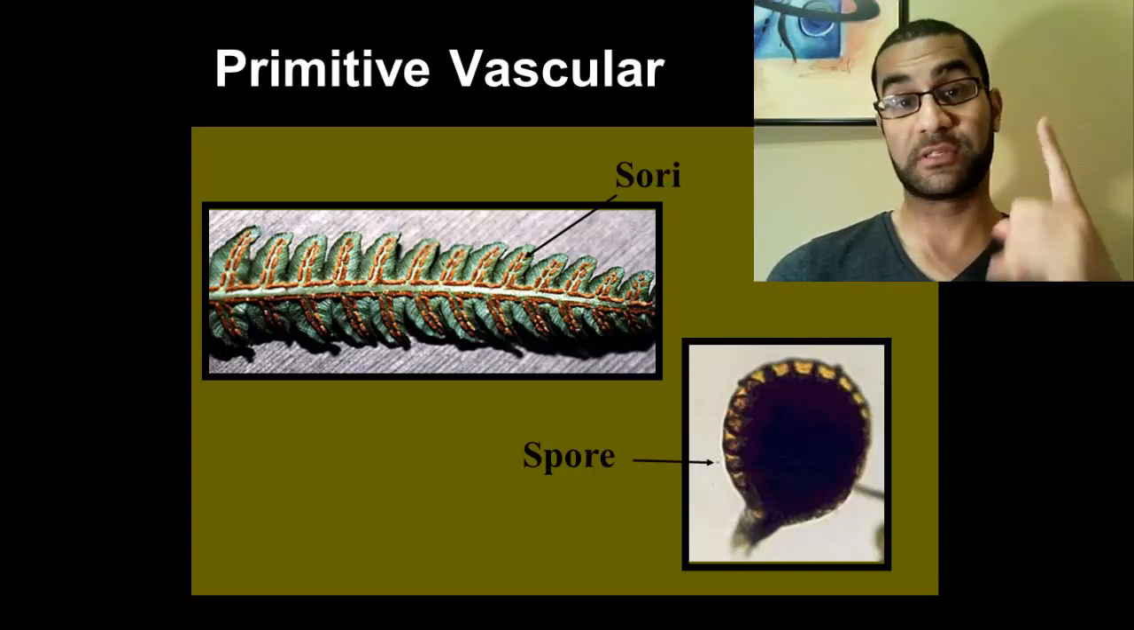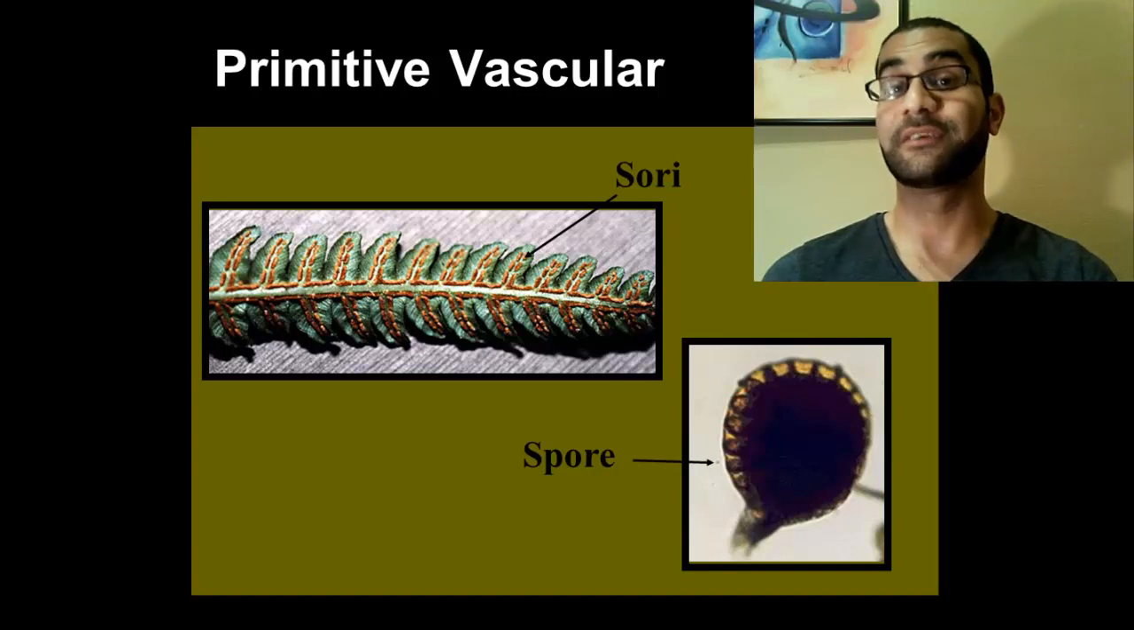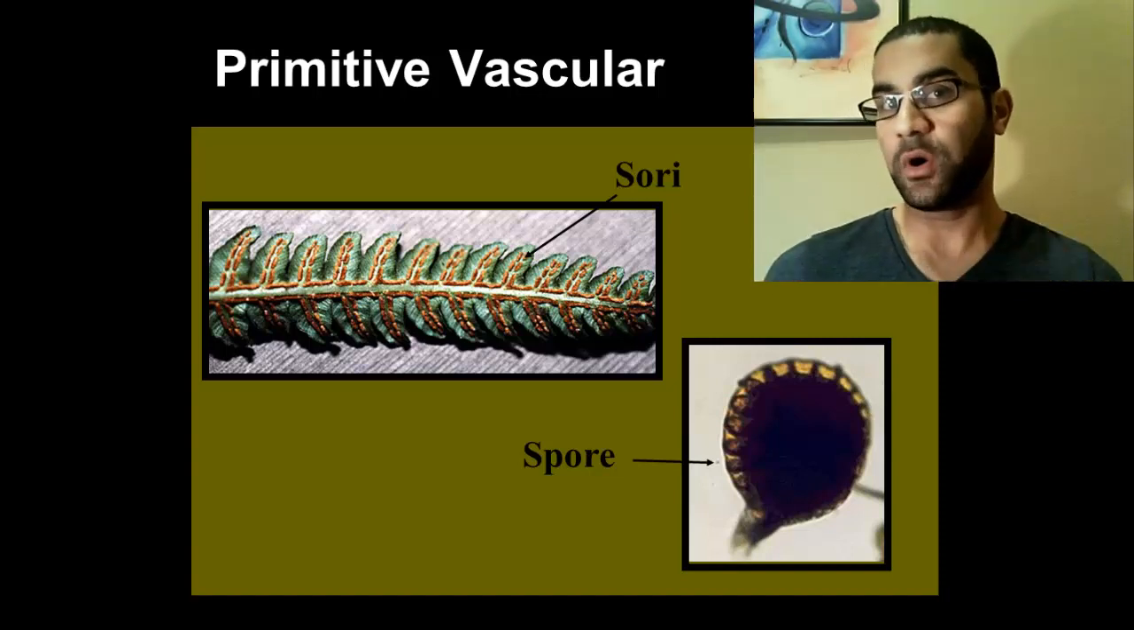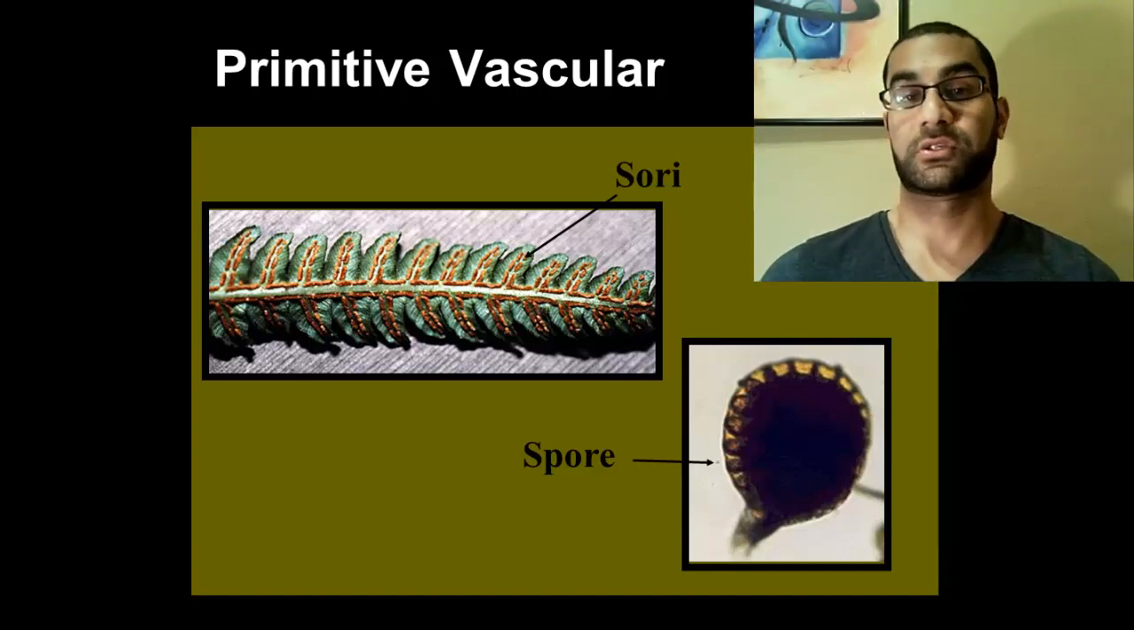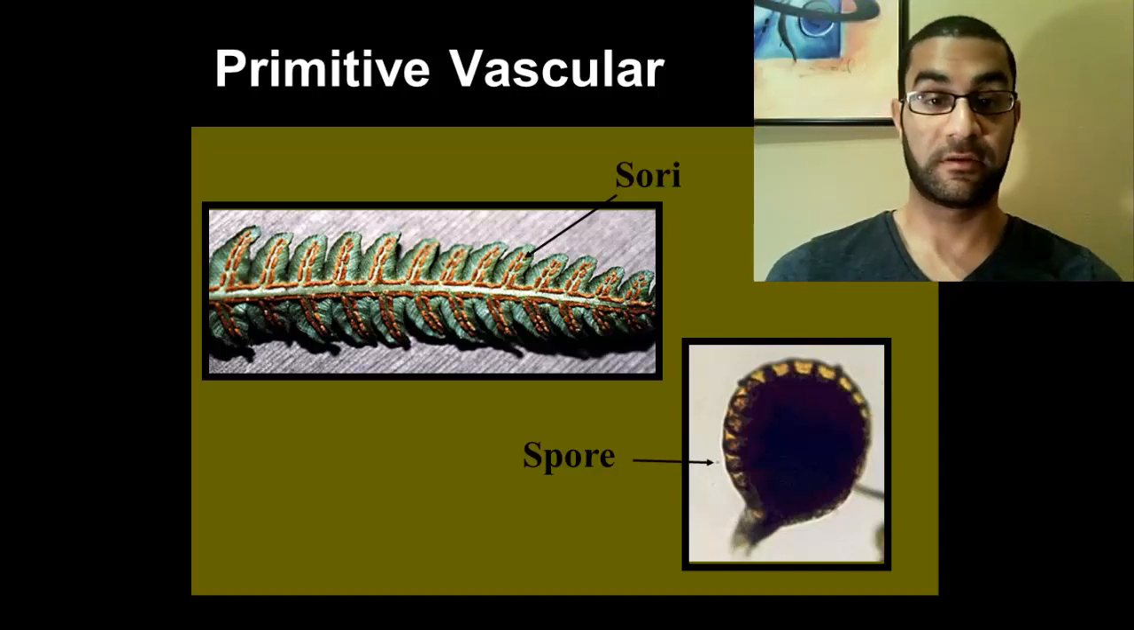They have a xylem to transport water up to the leaf. They have a phloem to transport the sugars out, so they can be significantly larger, but they're still tied to water specifically for reproduction. And because they don't have seeds, instead they have these sporangia or spores or sori to actually pass on the ability to produce offspring. Alright, so now let's move on.